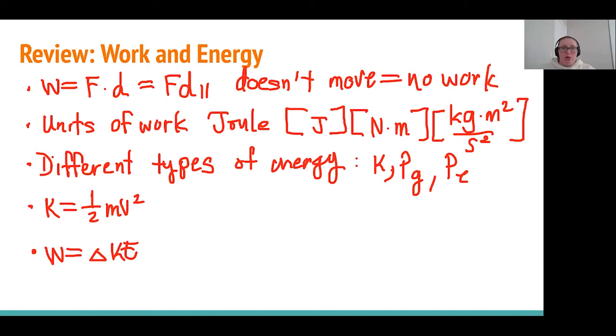Work can be negative. Work has direction. If the force is going in an opposite direction to the distance, you can have negative work on an object as opposed to positive work. One example that I think we saw in class yesterday was a weightlifter lifting up a bar as opposed to putting it down.